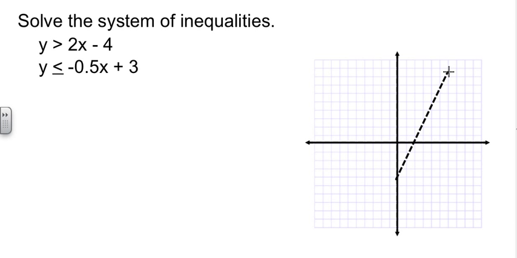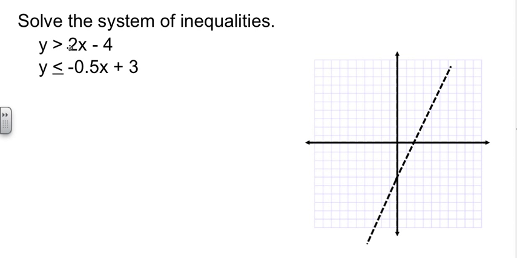So I started at y equals negative 4, and then I went up 2 for every 1 I went over. And the same thing, I'll go down 2 for every 1 I go over. And we'll line those up a little nicer. So we have a dotted line going through negative 4 with a slope of 2. Now we need to pick a testing point. 0, 0 is a good choice because the line doesn't go through there.